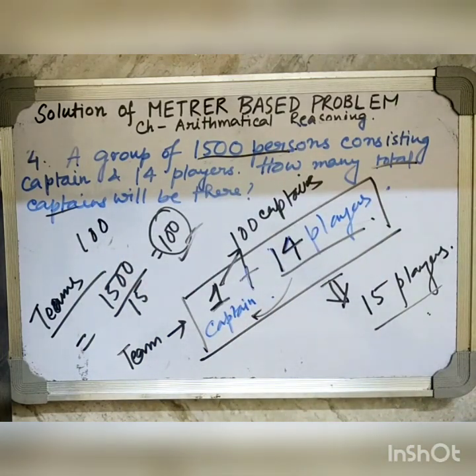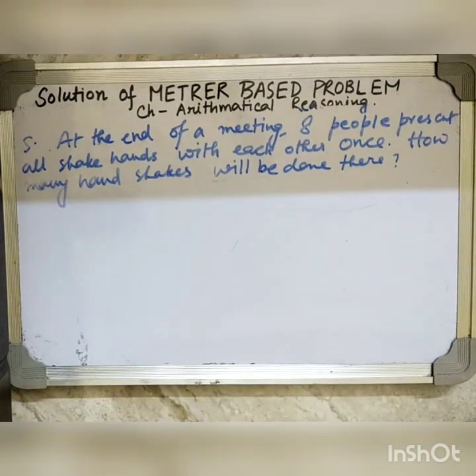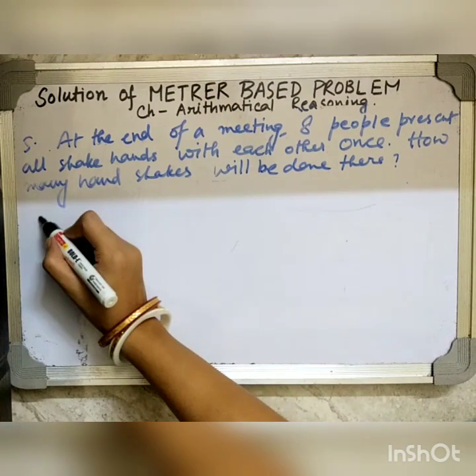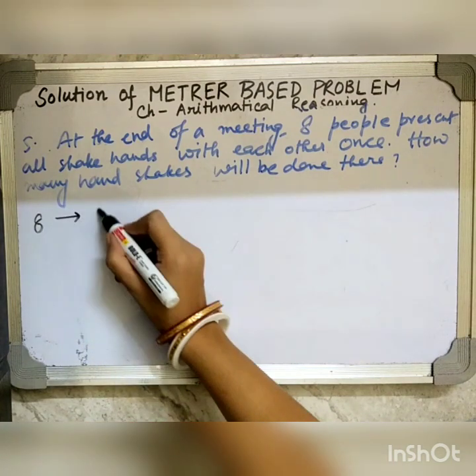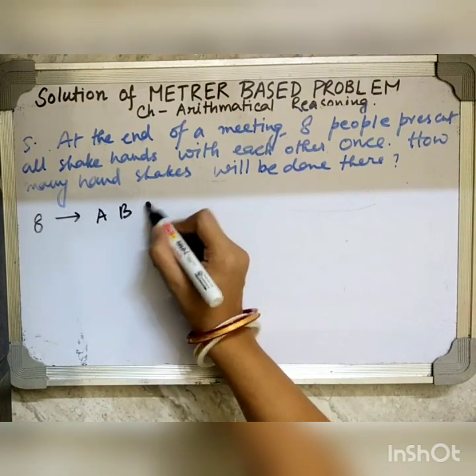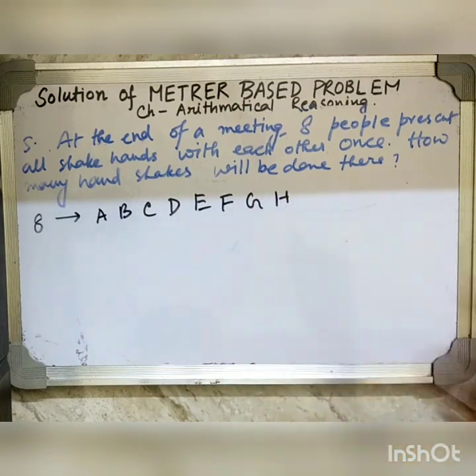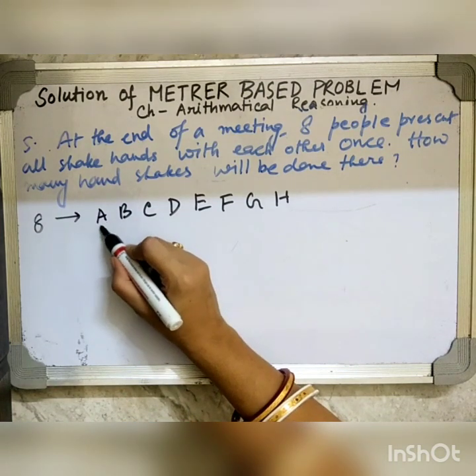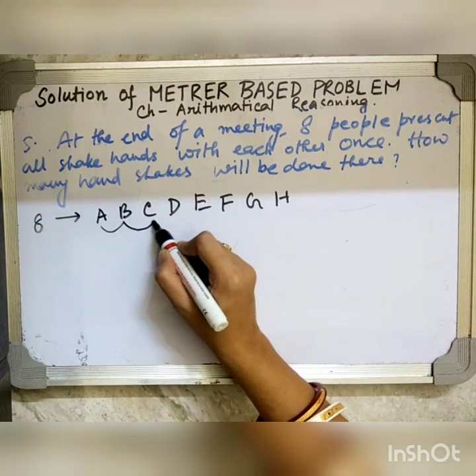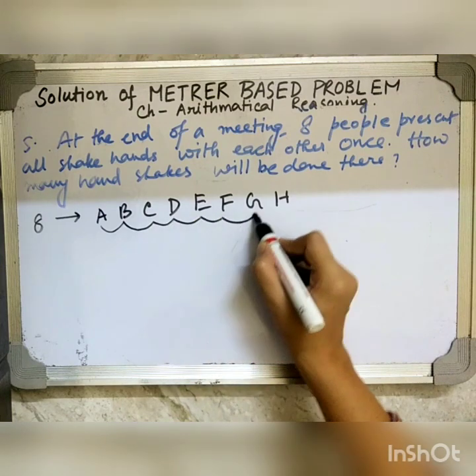Let's come to the next question. Now in question number 5 it was written, at the end of a meeting, 8 people present over there shake their hands. Suppose I am writing the 8 people A, B, C, D, E, F, G, H. These are the 8 people. They are shaking their hands with each other. Suppose A is shaking hands with B, C, D, E, F, G, H.